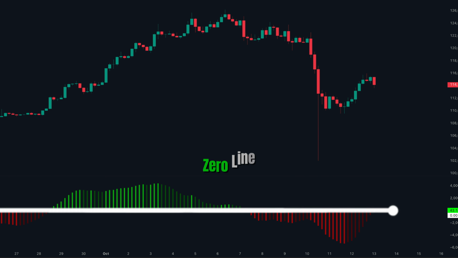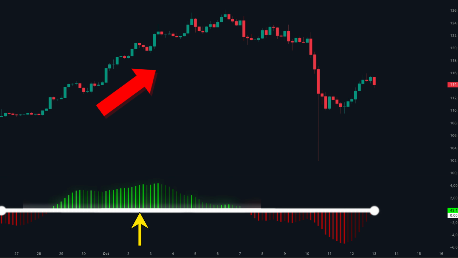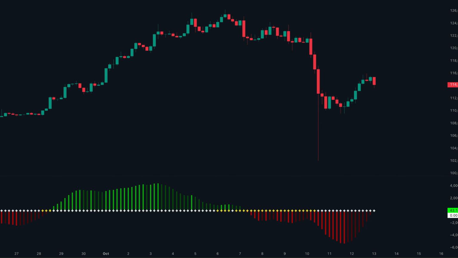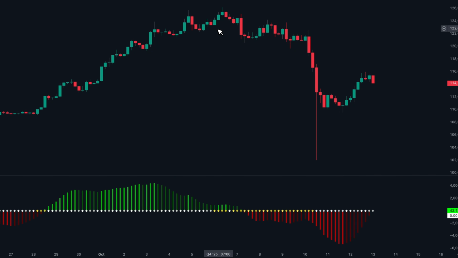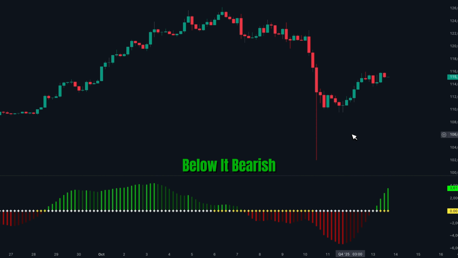Now I'm going to talk about the third component right through the center. You'll see the zero line. This is your momentum divider. When the histogram stays above zero, momentum is bullish and buyers have the upper hand. When it drops below zero, momentum turns bearish and sellers take control. A crossover through the zero line often signals a potential shift in trend strength, not a guaranteed reversal, but a meaningful change in who's leading the market. So the zero line keeps the story simple. Above it, think bullish. Below it, think bearish.